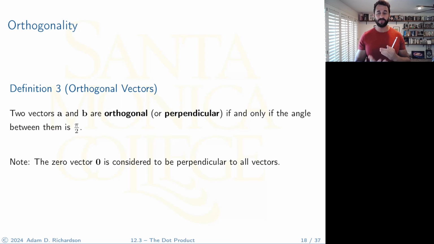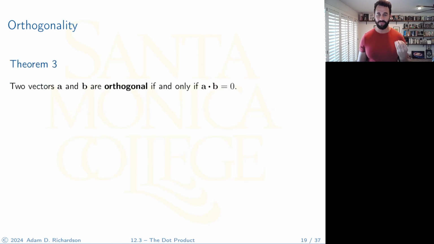So, what does orthogonal mean? Two vectors A and B are orthogonal if and only if the angle between them is pi over 2. So perpendicularity and orthogonality are basically the same thing. A little note at the bottom here: the zero vector is considered perpendicular to all vectors, just because it's the zero vector. It's special, right? So we get this theorem here, which is actually an equivalent definition of orthogonality.